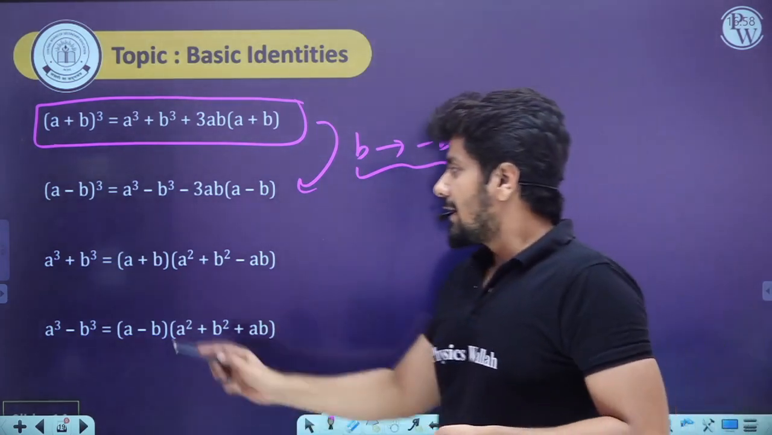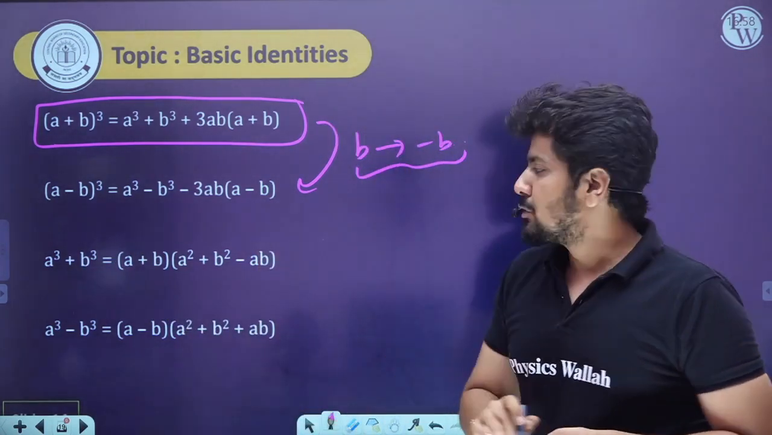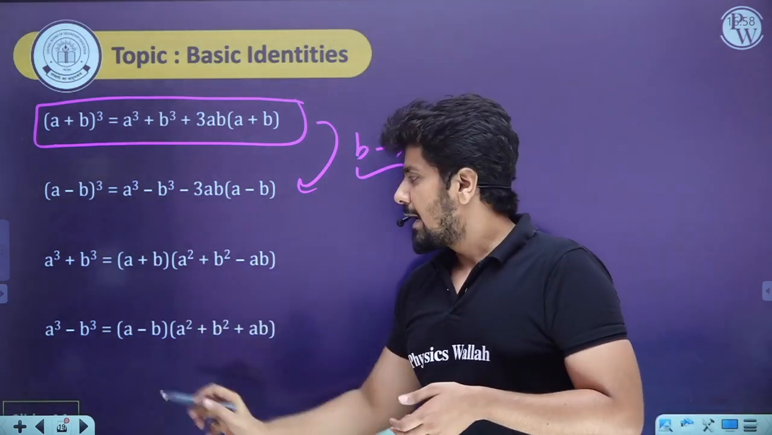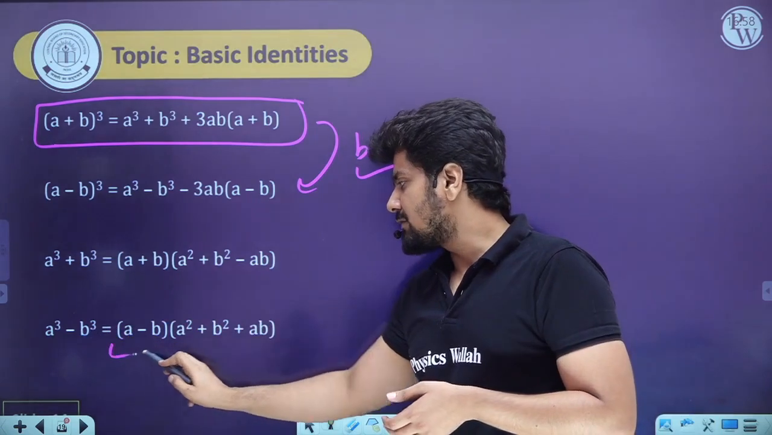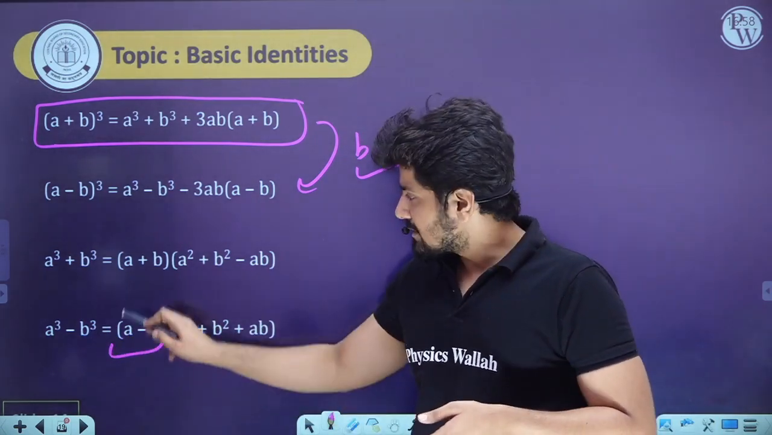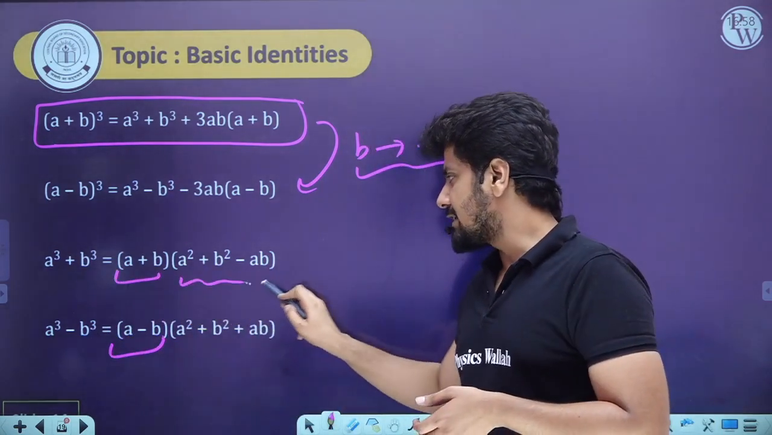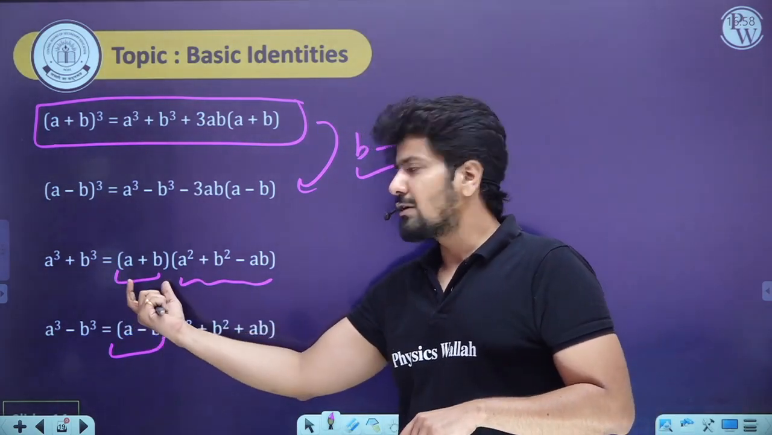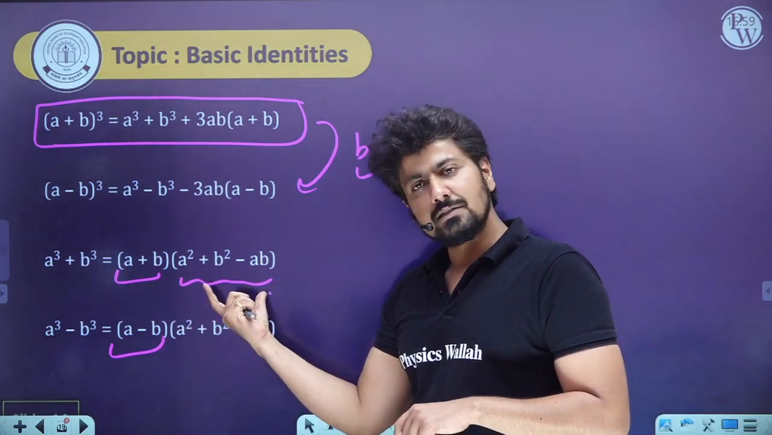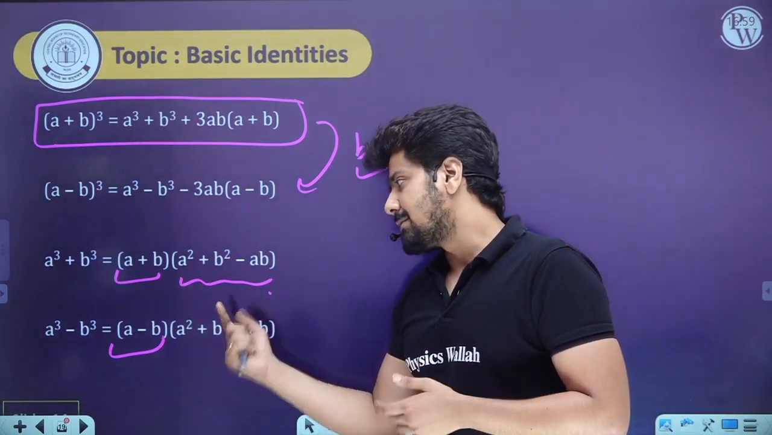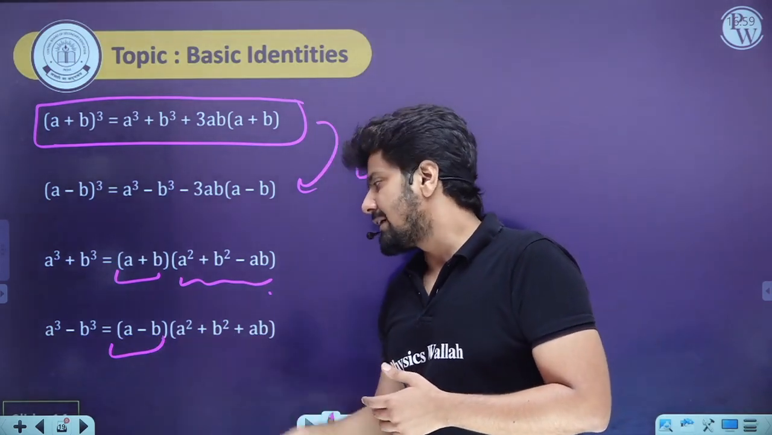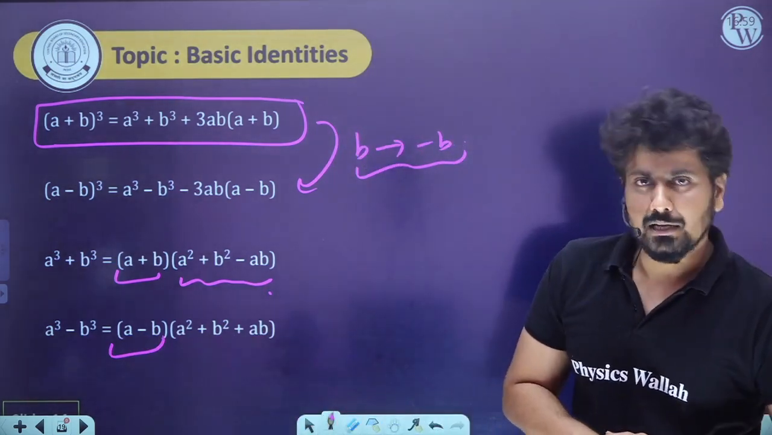Third one, a cube plus b cube is equal to a plus b into a square plus b square minus ab. And a cube minus b cube has one of the factors as a minus b. So just remember this factor. The rest of the factor you will automatically recall. So a cube plus b cube, one of the factors is a plus b, another factor is a square plus b square minus ab. A cube minus b cube, one of the factors is a minus b, another factor is a square plus b square plus ab.